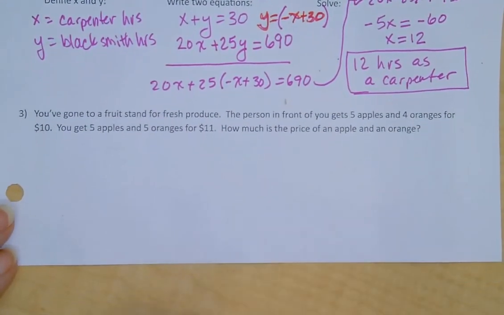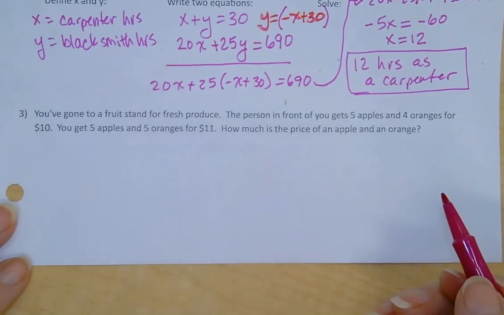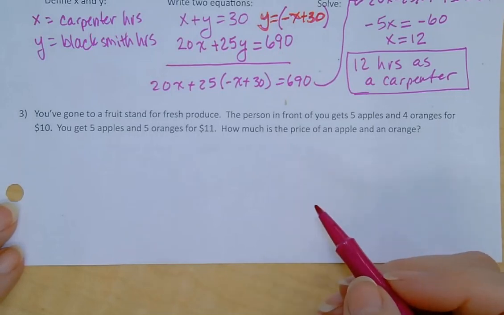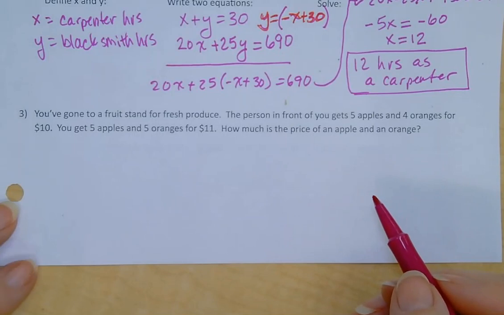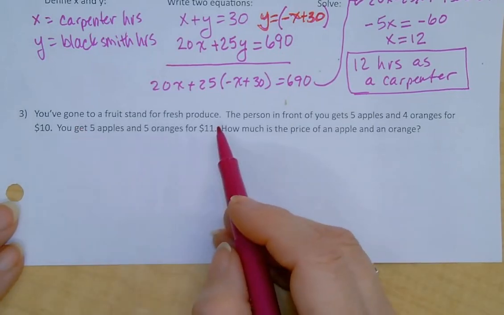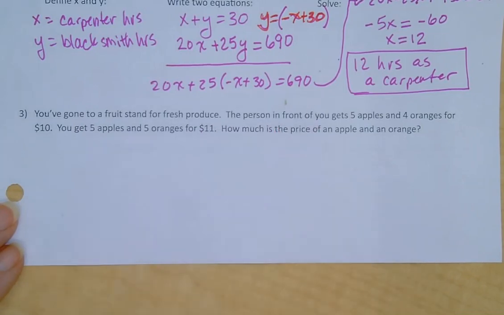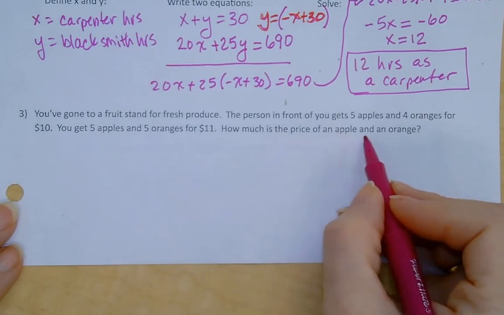All right. Number 3, you've gone to a fruit stand for fresh produce. And you can try this and pause the video and then come back and see if you've set up your variables in the same way, or even work the whole problem and see if you get the right answer. You've gone to a fruit stand for fresh produce. The person in front of you gets 5 apples and 4 oranges for $10. You get 5 apples and 5 oranges for $11. So how much is the price of an apple and an orange?